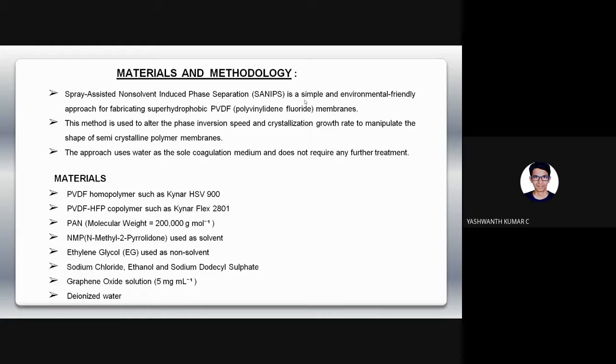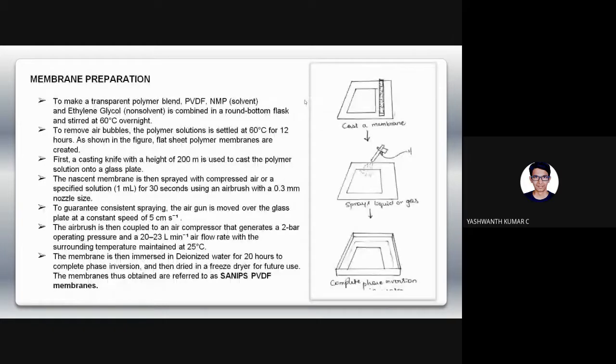The materials used in this approach are the following: PVDF homopolymer, Kynar HSV 900 for example, PVDF-HFP copolymer such as Kynar Flex 2801, PAN, NMP or N-methyl-2-pyrrolidone which is used as a solvent, ethylene glycol used as a non-solvent, sodium chloride, ethanol, graphene oxide solution, sodium dodecyl sulfate, and deionized water. On to the next slide, we have membrane preparation.